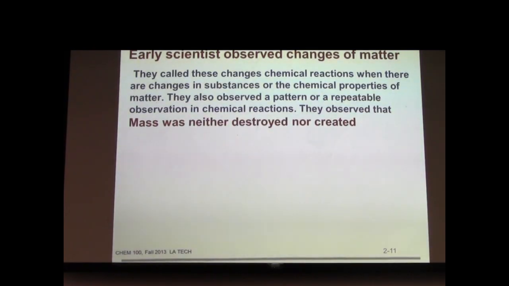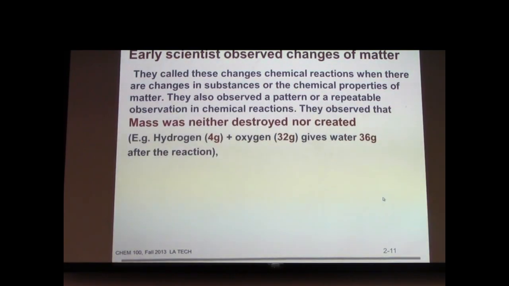Chemical reactions are recombination of different elements. For example, this is data that shows the pattern. 4 grams of hydrogen and 32 grams of oxygen always gives 36 grams of water, right? So if you add 4 plus 32, it is 36, okay?